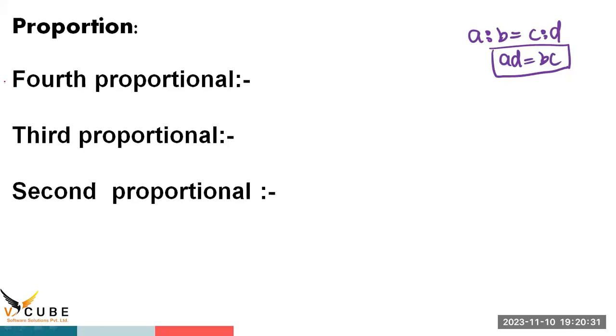The first point: find the fourth proportion. Fourth proportion means find the D value, the fourth of 1, 2, 3, and 4. Since the proportion formula is AD is equal to BC, D is equal to BC by A. Just remember the fourth proportion formula.